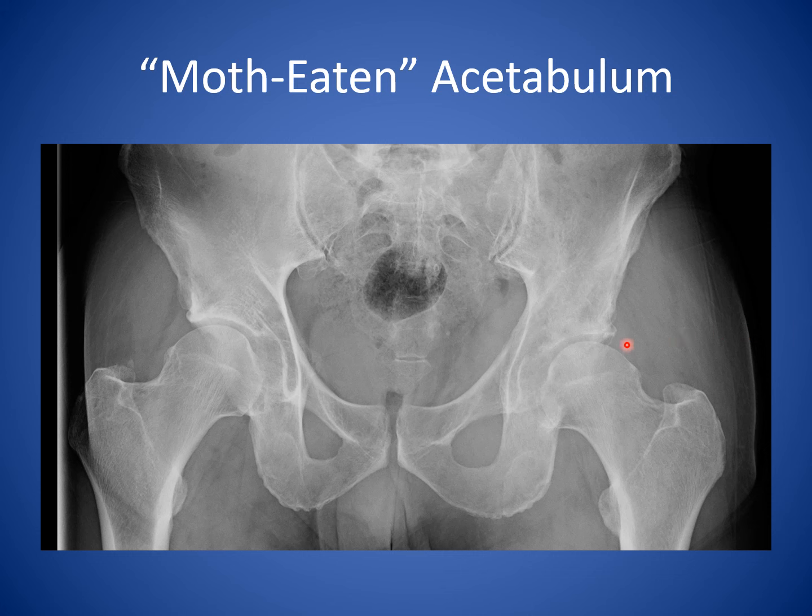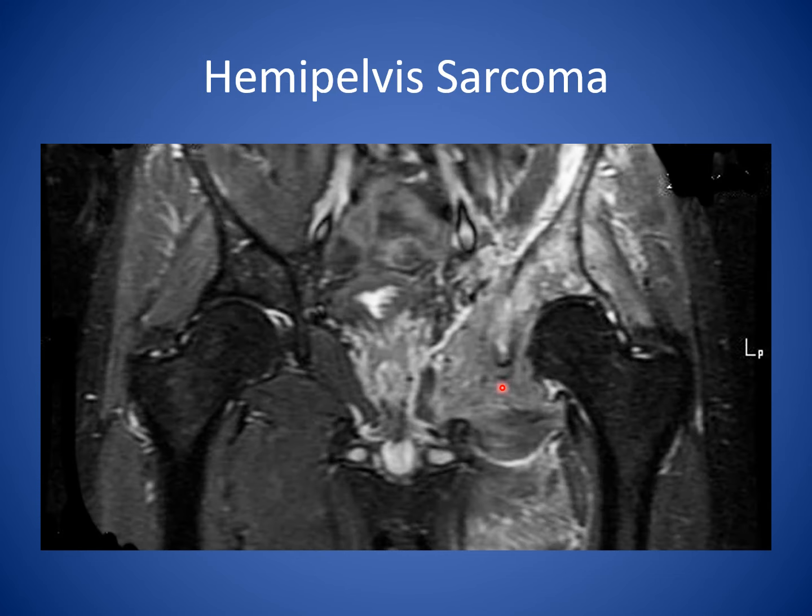If you have a moth-eaten appearance of an area, you can be fooled because typical gas in the intestines will show up the same way, but you have to be a little suspicious sometimes. So this is a patient who had hip pain with some moth-eaten erosions, and if you look on the normal side, the hip is normally intact, and on the abnormal side, the hip acetabulum has been replaced by tumor. This is a sarcoma.